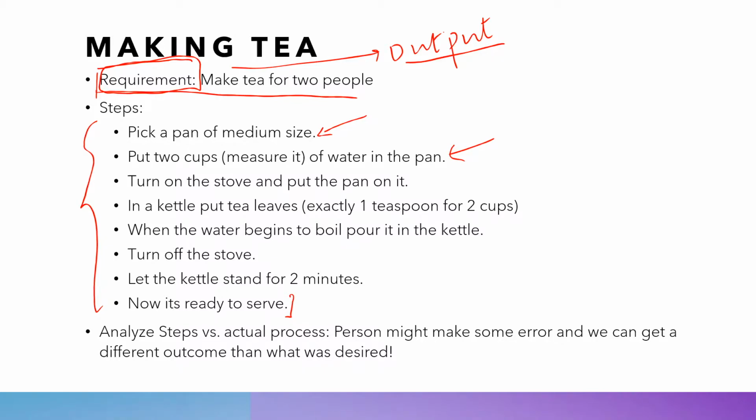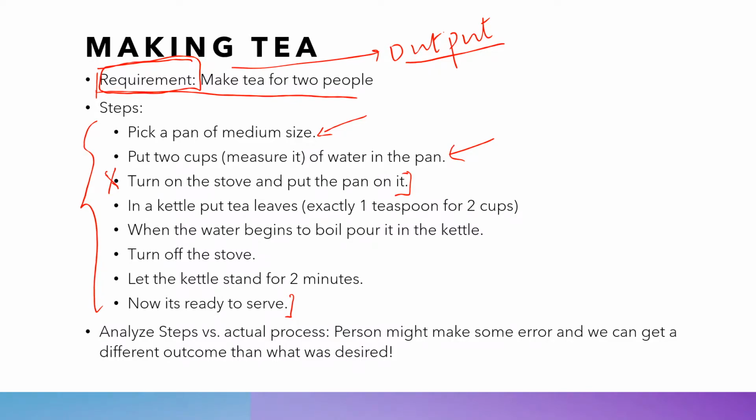So once you're done with this writing process, go back and analyze each and every step. Let's say I wrote the steps that are required to make tea, and let's say I forgot to write this particular point: turn on the stove and put the pan on it. Let's say I did not give this instruction at all, and assuming that the person has never done this before, what you'll have eventually is cold water put in the kettle, right?